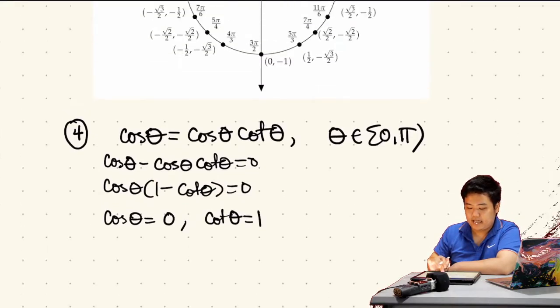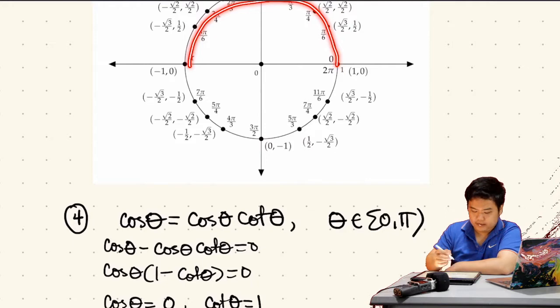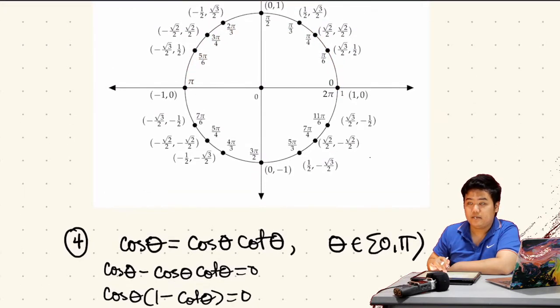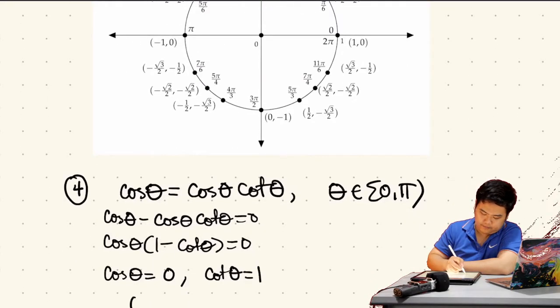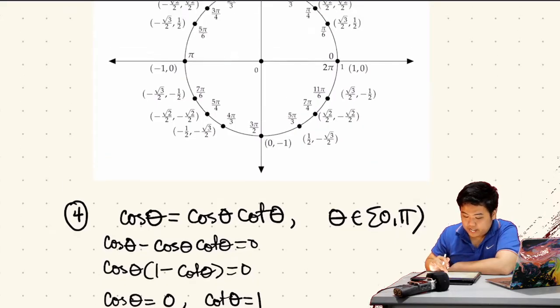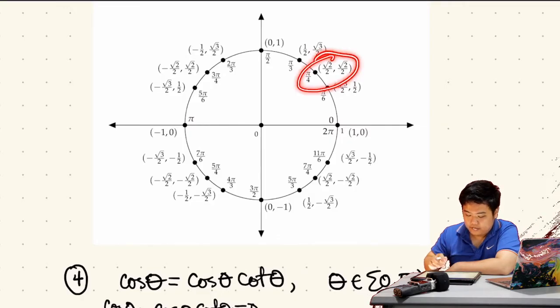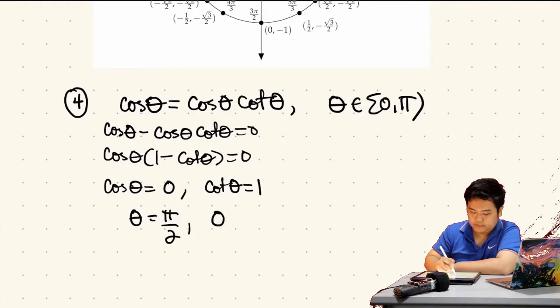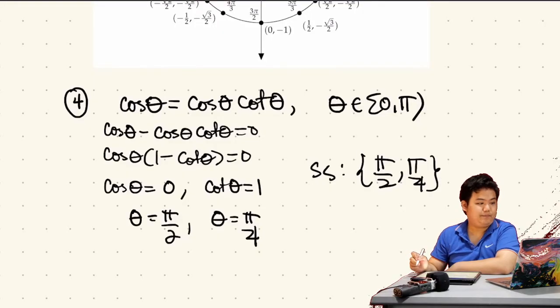So, hahanapin na natin sa unit circle yon. So, sa 0 to pi, kailan magzi-zero ang cosine? Magzi-zero siya kapag pi over 2 si theta. For cotangent, kailan siya magiging 1? So, 1 siya kapag theta is pi over 4. Kasi cosine over sine yung cotangent. So, we have these two solutions. So, the solution set is pi over 2, pi over 4. Okay.